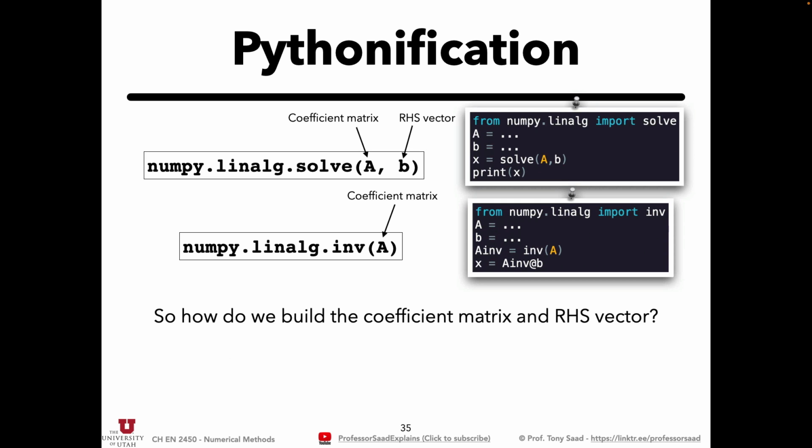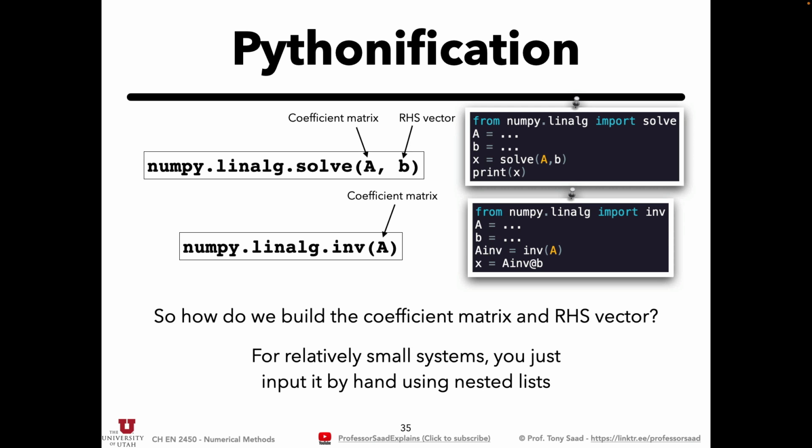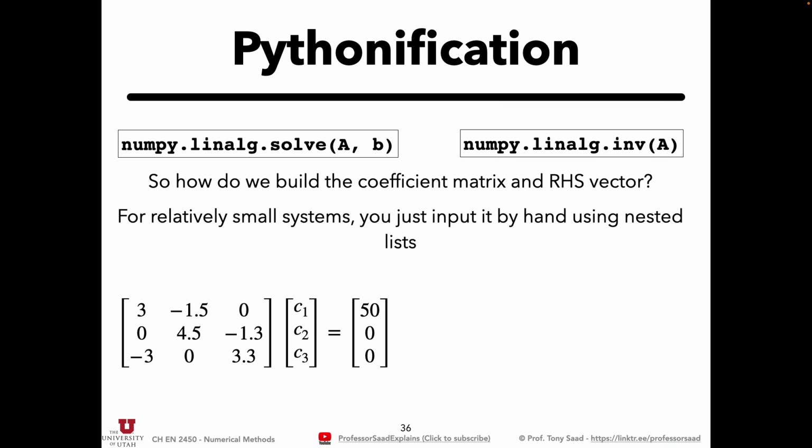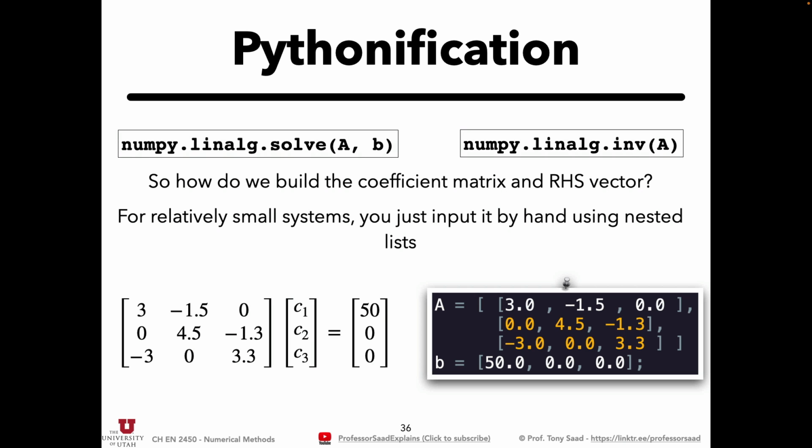So how do we build the coefficient matrix and the right-hand side vector? For small systems, you just input things by hand using nested lists. For larger systems, it's a different story that we will discuss later. But for now, for small systems like this one, a 3 by 3, you can just input these as a list in a NumPy array. So don't use numpy.matrix, that is going to get you on a wild goose chase. Just use the method I'm presenting here.